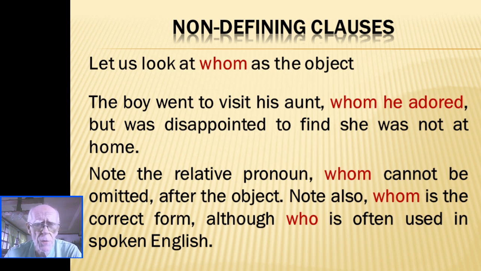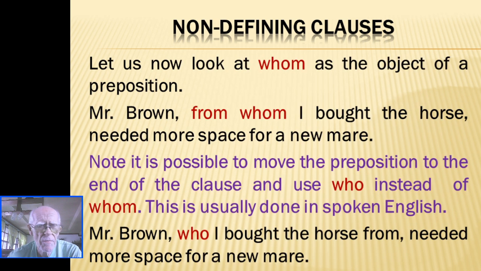Let us look at whom as the object. The boy went to visit his aunt, whom he adored, but was disappointed to find she was not at home. Note the relative pronoun whom cannot be omitted after the object. Note also whom is the correct form, although who is often used in spoken English.